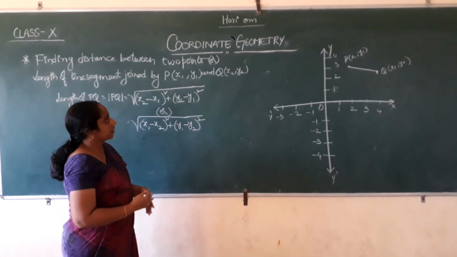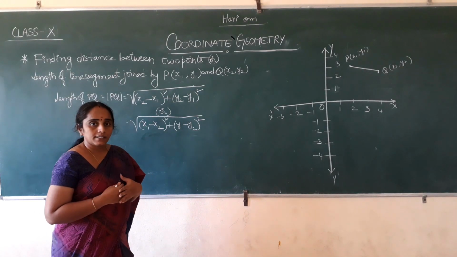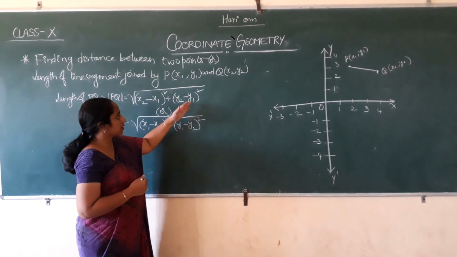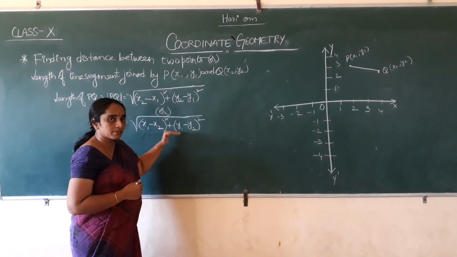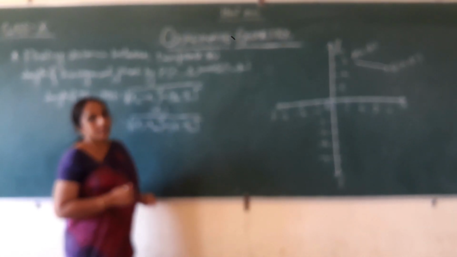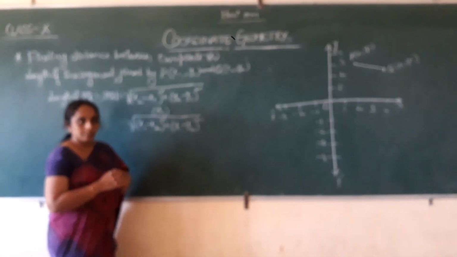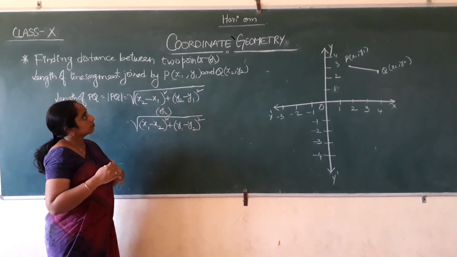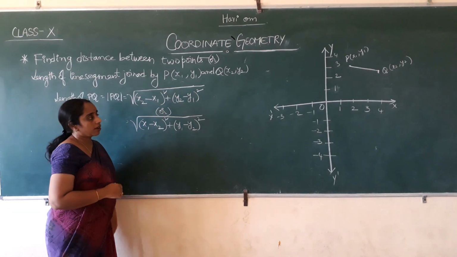Understood, children? So the distance between 2 points, or the length of a line segment, is the square root of (x2 minus x1) whole square plus (y2 minus y1) whole square, or the square root of (x1 minus x2) whole square plus (y1 minus y2) whole square. By using this we can calculate the problems. So we can discuss problems by using this formula.